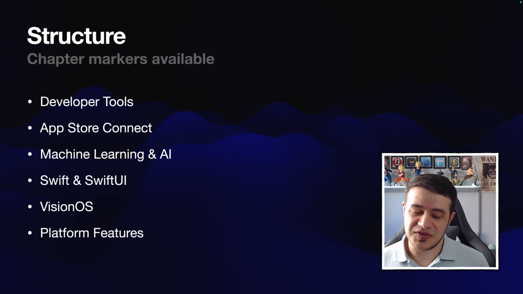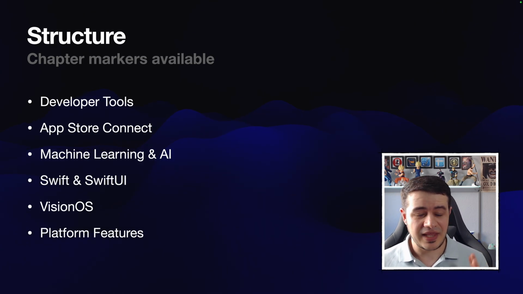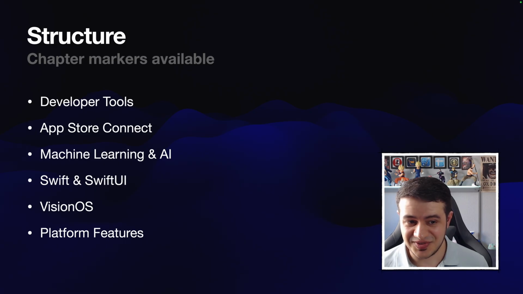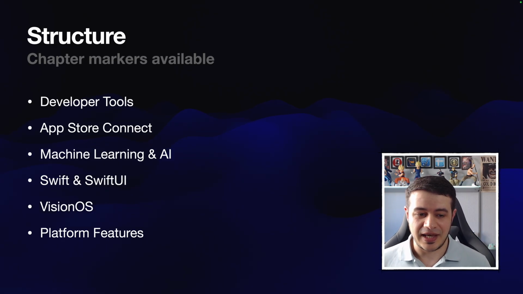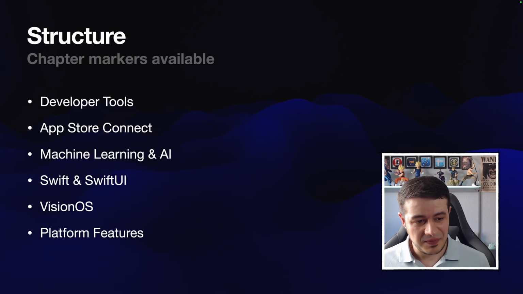So this video is structured into these parts, starting with developer tools, then going into App Store Connect, and then machine learning and AI, which is exciting this year, and of course Swift and SwiftUI as every year. And this year a lot of focus on VisionOS, so we'll have a separate section for that, and we'll end with platform features that are for other kinds of integrations.